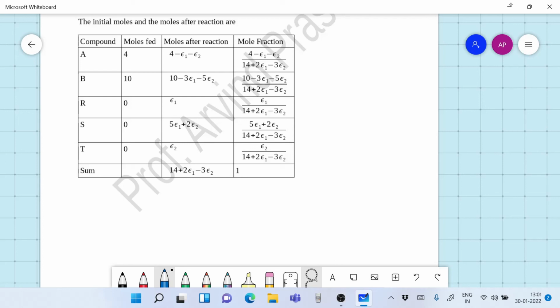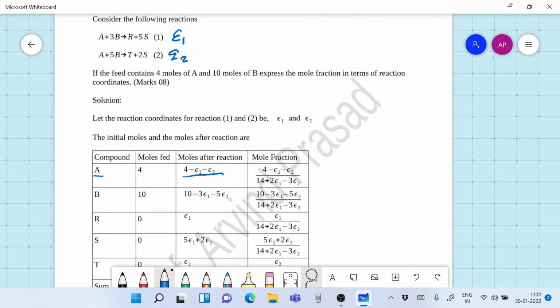Now, obviously, the mole fraction is going to be the moles of any compound. For A, let us take the moles of A after the reaction, which is 4 minus epsilon 1 minus epsilon 2. So that's on the numerator, divided by the total moles, that is 14 plus 2 epsilon 1 minus 3 epsilon 2. Now, similarly, it can be written for all the compounds.